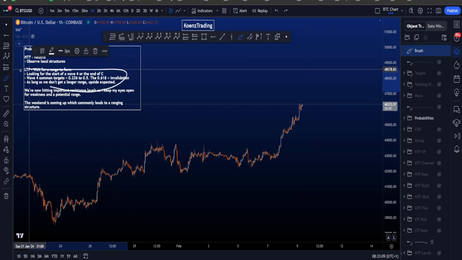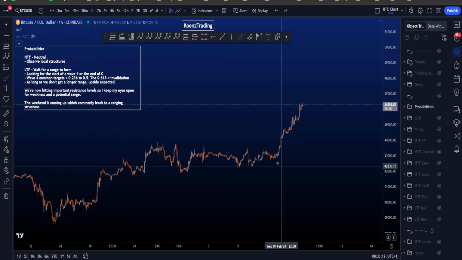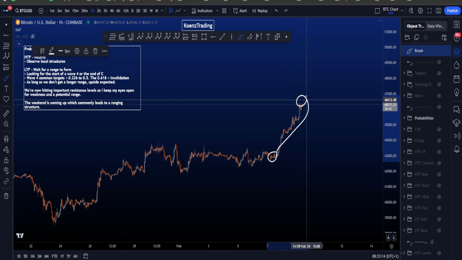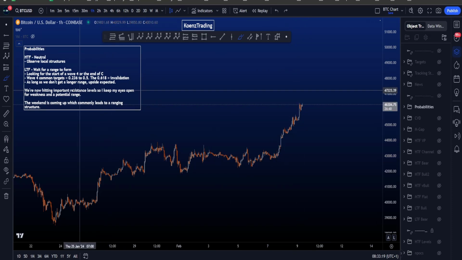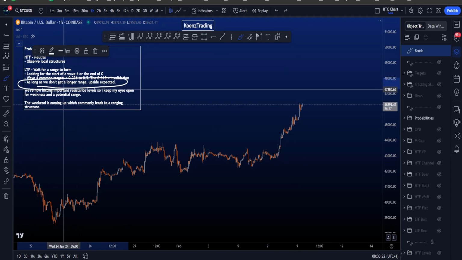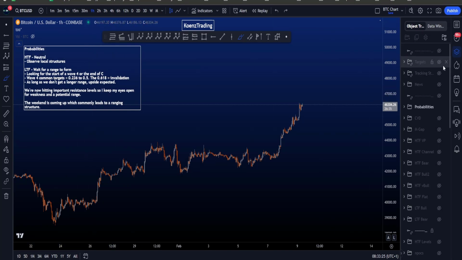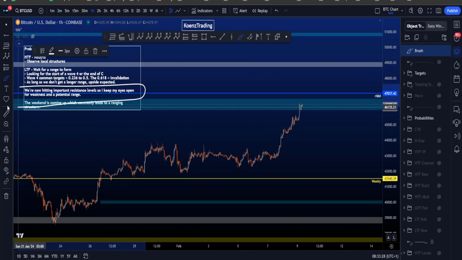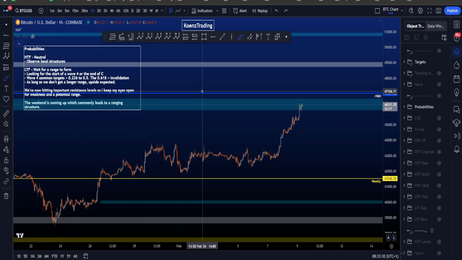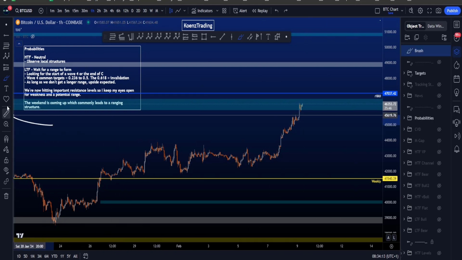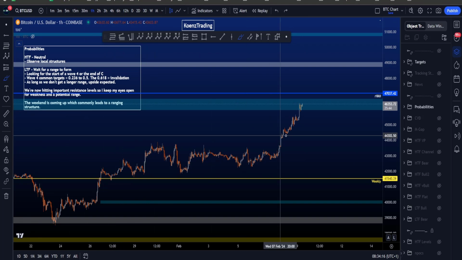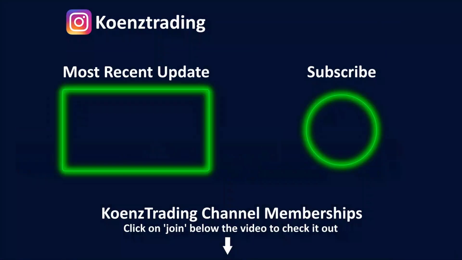Wave 4 common targets, as explained, are the 0.236 to the 0.5 that you take from the low here to wherever the high is going to be, with the 0.618 being the invalidation for a wave 4. And as long as we don't get a longer range, upside is expected. Now we are hitting resistance at the moment, as I write over here, so I keep my eyes open for potential weakness and a potential range in this area. But the weekend is coming up, which commonly leads to a ranging structure. However, it's not yet weekend, it's Friday, the markets are open, so we might still have some very interesting price action today.